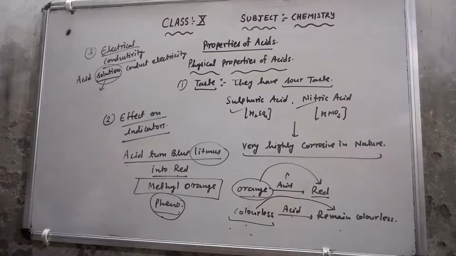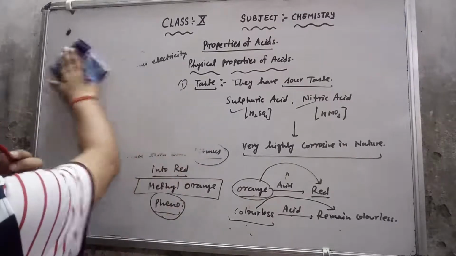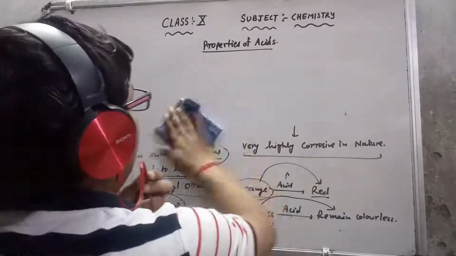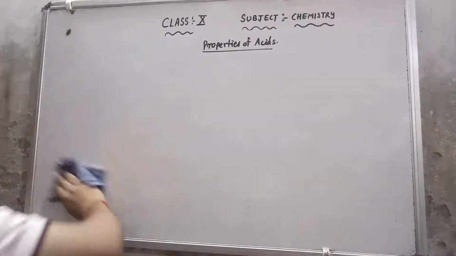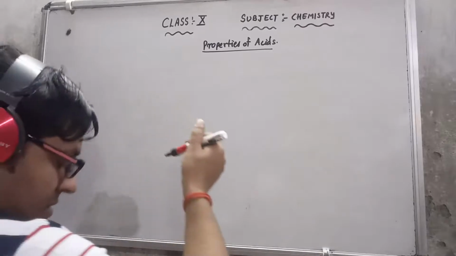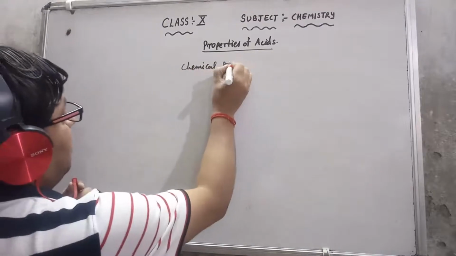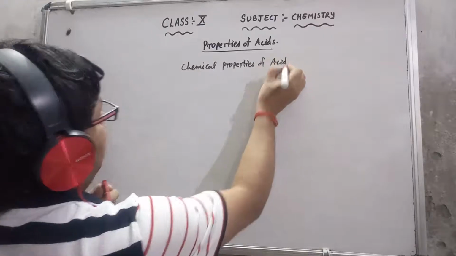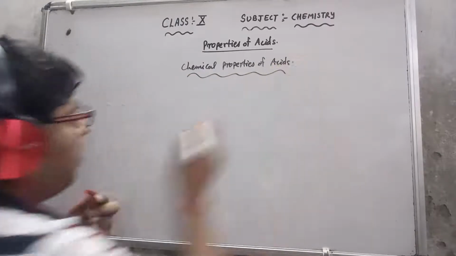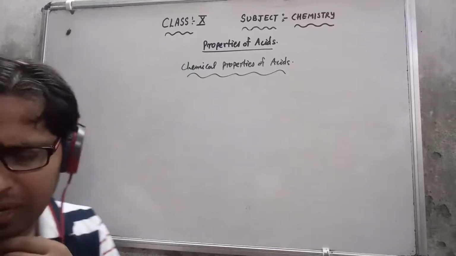Now after this I am going to discuss with you the chemical properties of acids. In the chemical properties of acids, there are lots of chemical properties.